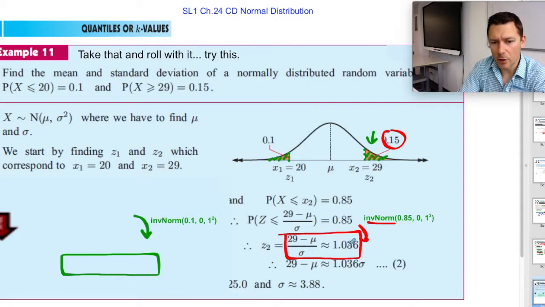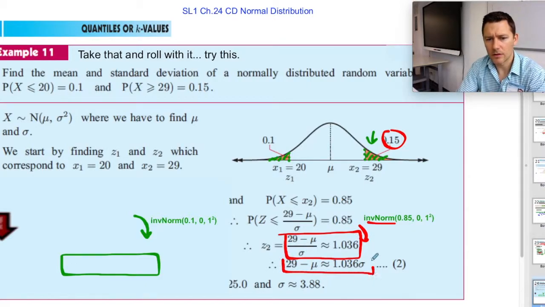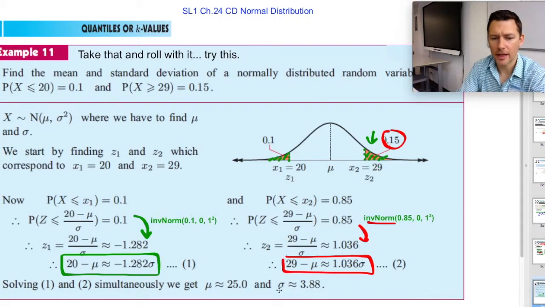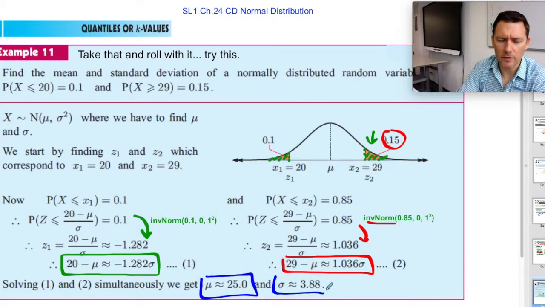We multiply sigma over and we get this equation. So now we have two equations and two unknowns. We could solve with a system of equations, and you end up with mu is 25 and sigma is 3.88. That's brutal, man. So there you go. Those are your solutions for that.